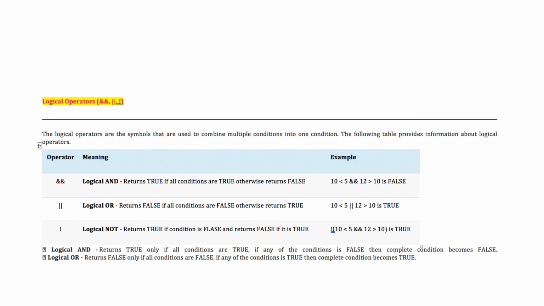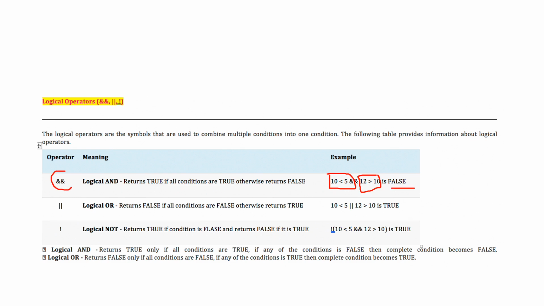And then we will move to the logical operators. They are used to combine multiple conditions into one condition, and they will return again true or false. For example, here I have one expression, 10 less than 5, and on the right I have 12 greater than 10. 12 greater than 10, this expression is true. 10 less than 5, this expression is false.